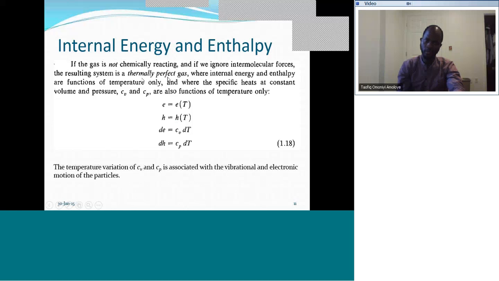So de, the change in internal energy of the gas, is equal to Cv dT, where Cv for a thermally perfect gas is a function of temperature alone, and likewise dh equals Cp dT. So the temperature variation of Cv and Cp is associated with the vibrational and electronic motion of the particles, such as what I showed with the NASA app.